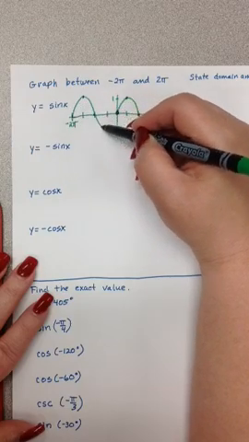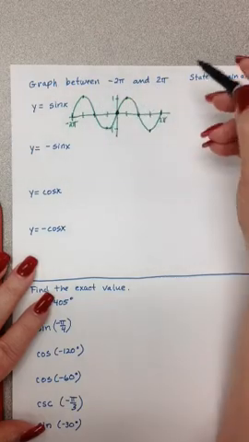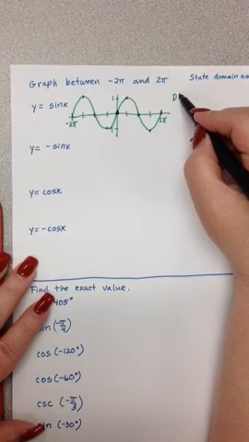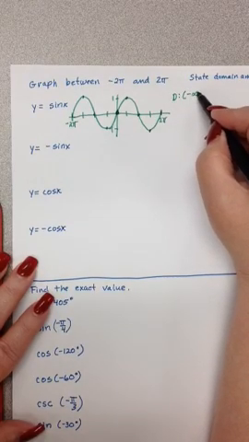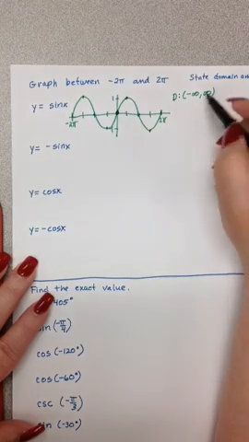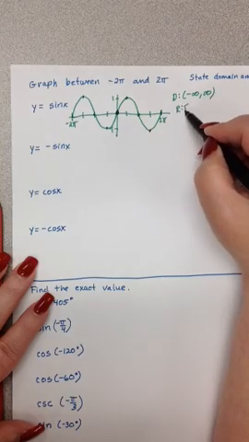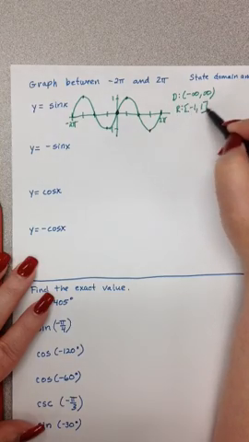So they asked me to graph it in general between negative 2 pi and 2 pi. It's going to have a domain that's all real numbers, or negative infinity to infinity. And it has a range that goes from -1 to 1.